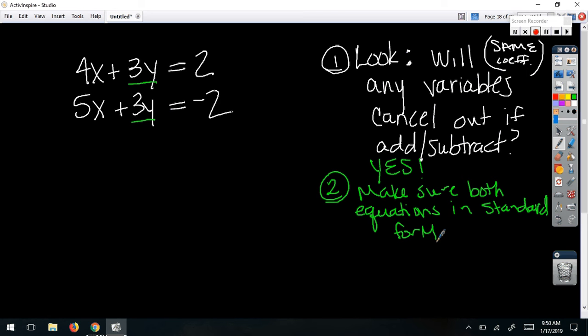So first step, look to see whether any of the variables will cancel out if you were to add them together or subtract them. In other words, do any of the variables, either the y's or the x's, have the same coefficients? If they do, you want to go ahead and manipulate your equation and make sure that it's in x's and y's and then the number. Now you're ready to do the algebra part. You want to either add them or subtract them, depending on what you need to do to make the variable cancel.